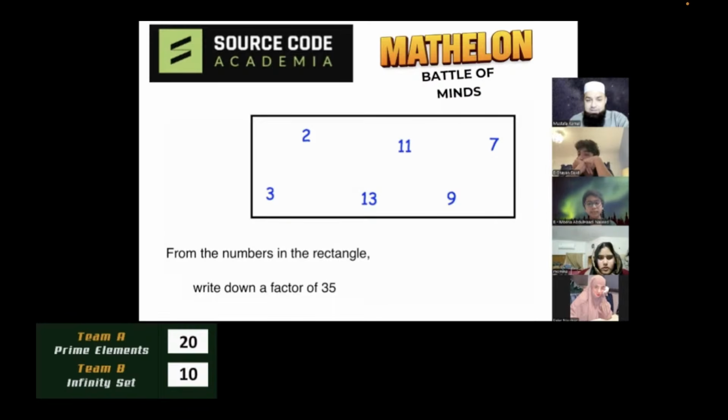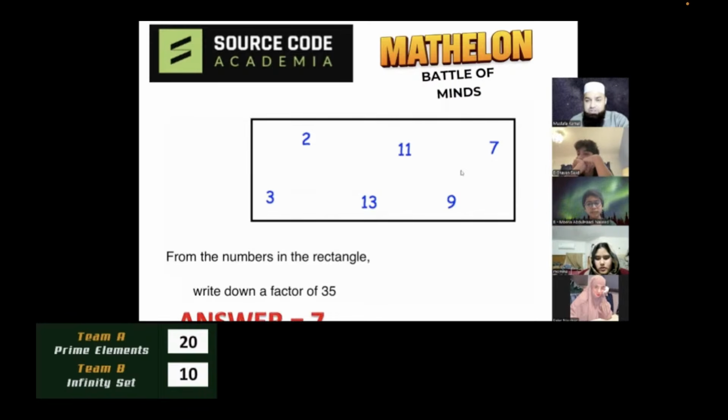Well done. There is only one number, that is 7, which is a factor of 35. All the other numbers, 2, 11, 3, 13, and 9, are not factors of 35. 35 has four factors in total: 1, 5, 7, and 35. And 7 is one of them. All right, you have an opportunity to click the buzzer and answer the question. We are moving to the next question, and it is on your screen right now.